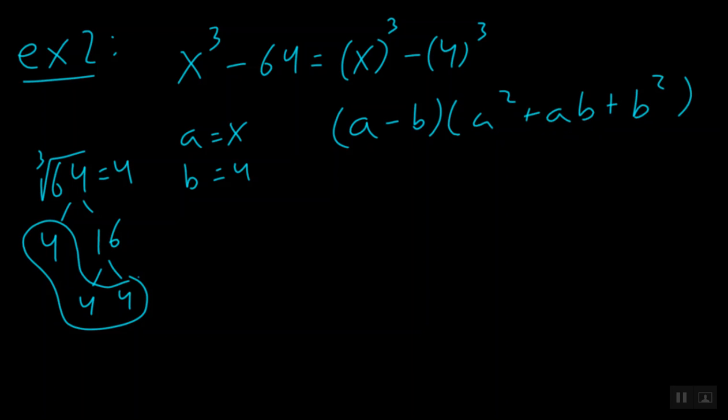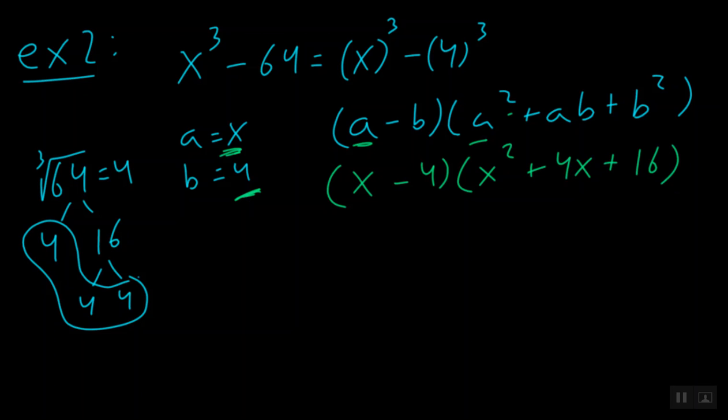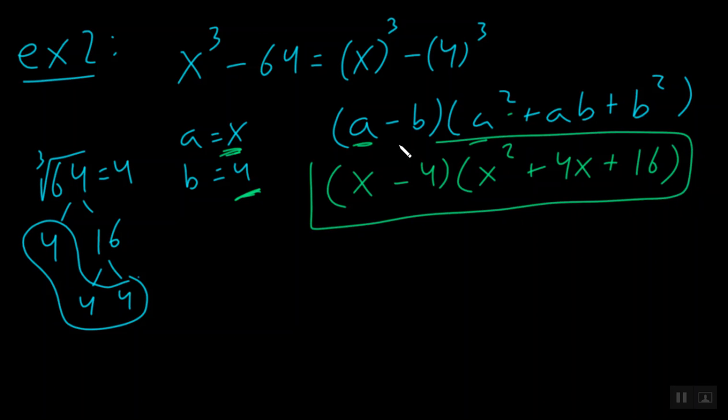Our a value, I'll put in this nice green color here, is x, so I can put x minus, and our b value is 4, parentheses, a squared, so what is x squared? Well, that's x squared, and then we'll put plus because we put the opposite of the minus, and a times b will be 4x, plus, what is 4 squared? Well, of course, 4 squared is 16, 4 times 4. And there is our answer. We have now factored x cubed minus 64. All right, let's go try one more example.